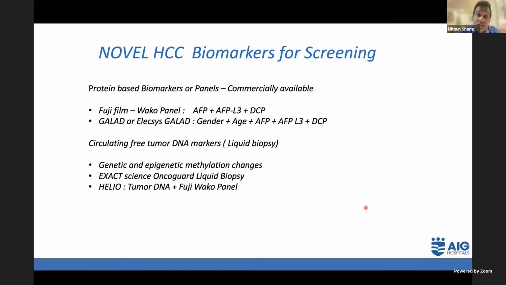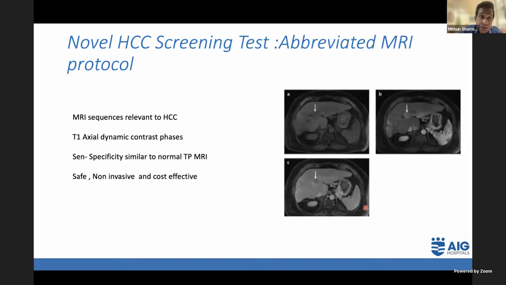Novel biomarkers are coming up in the market, like people are using circulating free DNA, liquid biopsies. There are panels like the GALAD panel or the Gutsy score, which I've used. Then there is a combination of circulating tumor DNA and a Fuji panel combined. But none of these have been successful as of now for the early detection of HCCs, which we are discussing today. So abbreviated MRI is something which is more exciting.